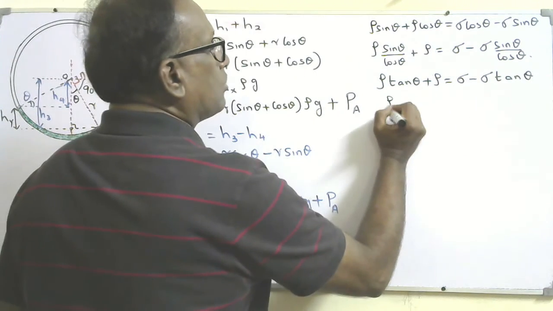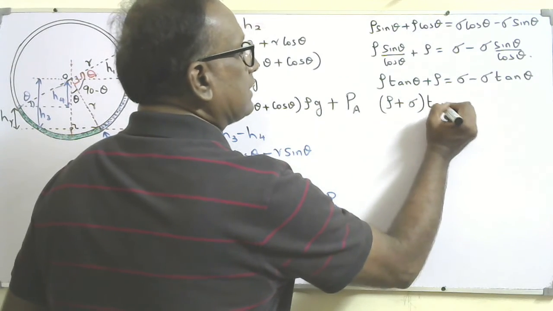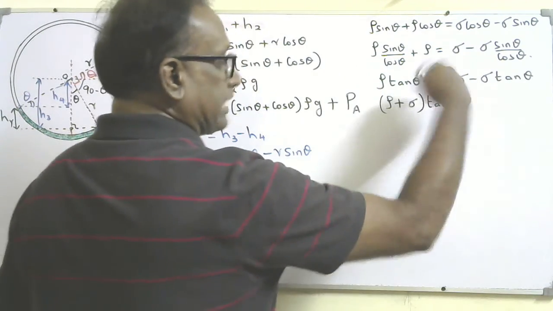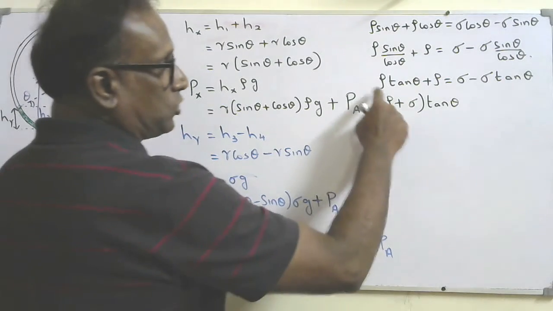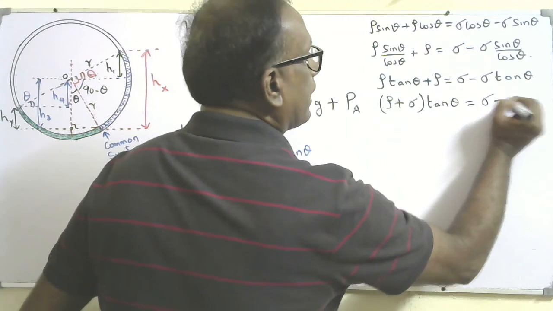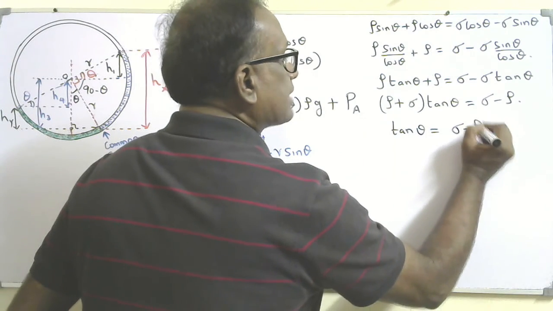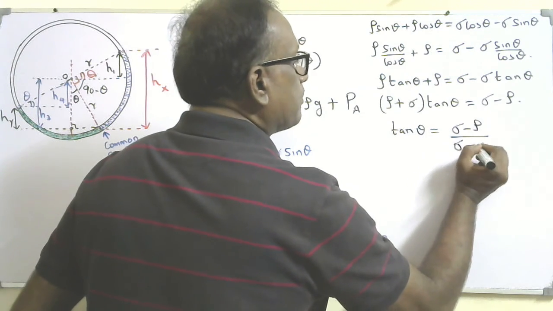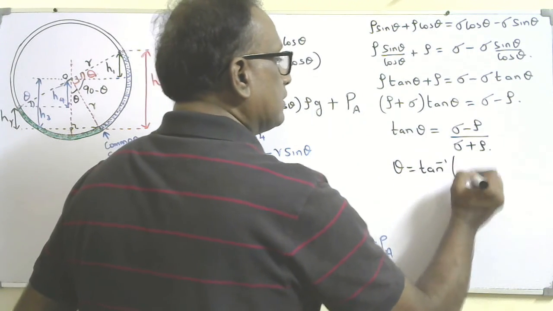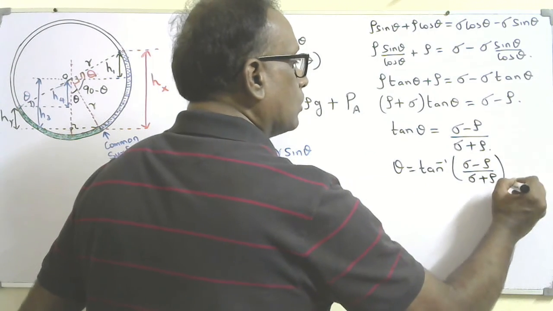Bring it to the left. I brought this to the left, so rho plus rho tan theta plus sigma tan theta. I took tan theta common. So rho plus sigma tan theta is equal to, bringing it to the right, sigma minus rho. So tan theta equals sigma minus rho over sigma plus rho. So theta equals tan inverse of sigma minus rho over sigma plus rho. That's the answer to the question.